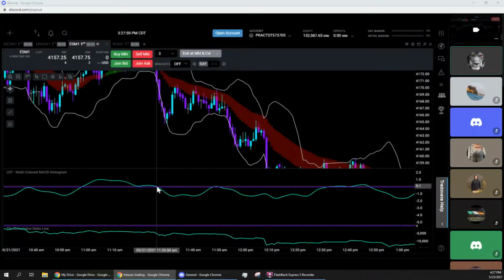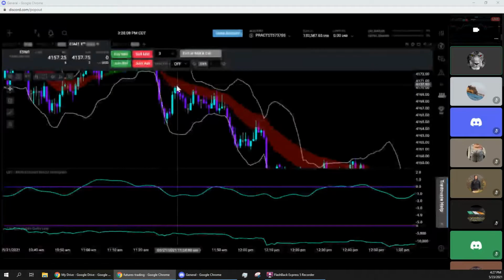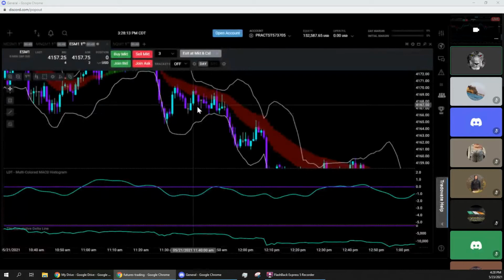We had a cross below. This is already telling us to be short. We already know this. Now we're looking for a cross below the zero line, and it did. It crossed below it, and then we retrace back into the cloud, okay? And you can sell it off into the lower Bollinger Band, okay?